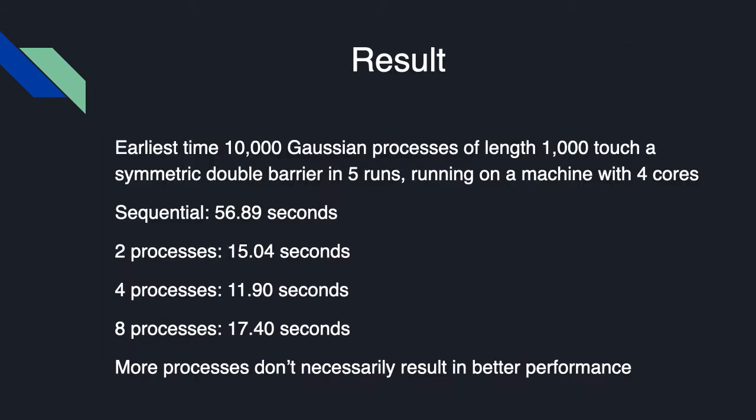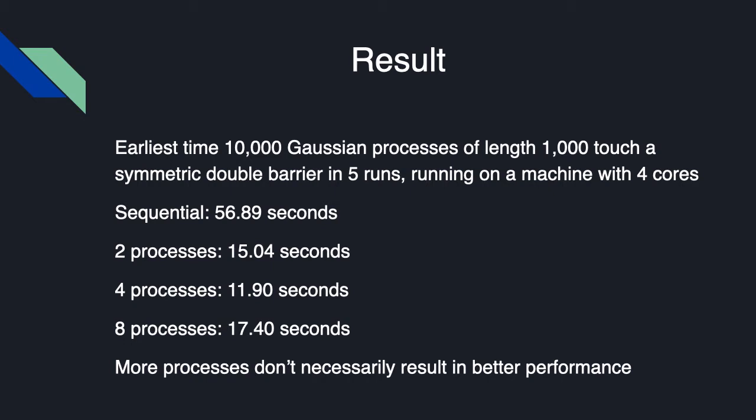So does multiprocessing speed up our simulation? Well, here is a benchmark. Using random data points from 10,000 Gaussian processes. Each Gaussian process has 1,000 points. And running the same algorithm 5 times on a machine with 4 cores, in the sequential version, it takes 56.89 seconds to run. But if we schedule the simulations on 2 processes, the speed improves to 15.04 seconds. If we use even more processes, it speeds up to 11.9 seconds.